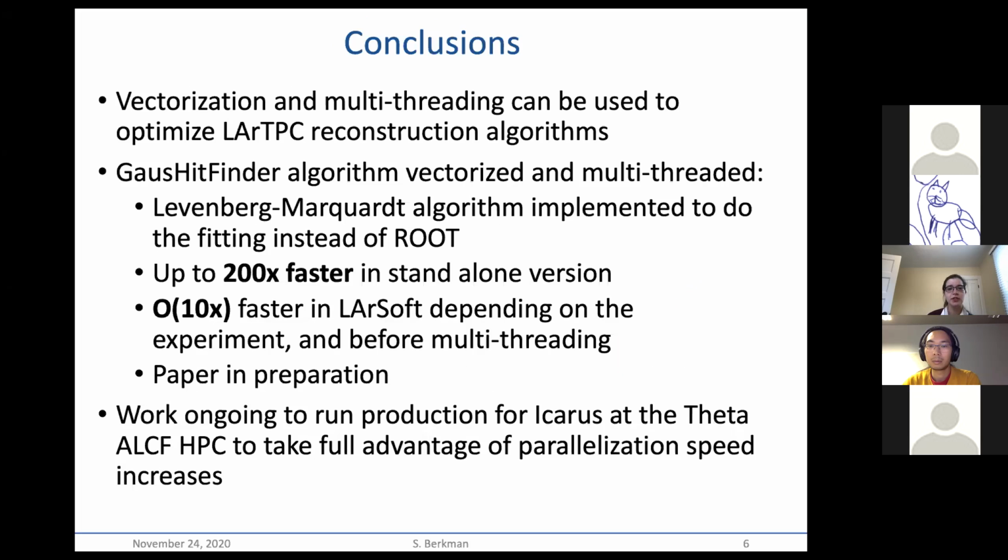So in conclusion, techniques like vectorization and multi-threading can be used to optimize and improve the performance of liquid argon neutrino detector reconstruction algorithms. We have one such example that's vectorized and multi-threaded and can be up to 200 times faster in a standalone version, and before multi-threading, up to 10 times faster in LArSoft. And work is ongoing to take advantage of this in a production environment for a liquid argon neutrino experiment that's collecting data.